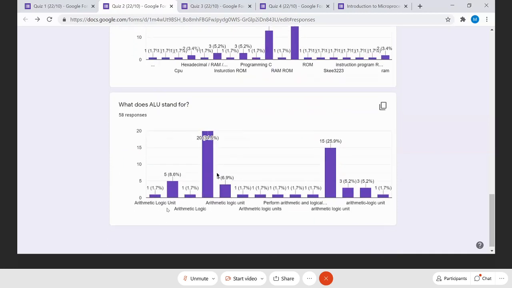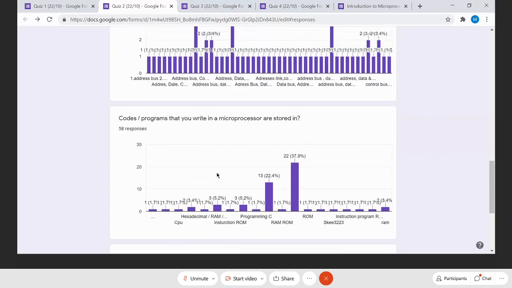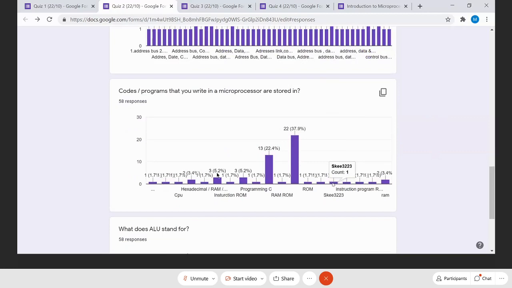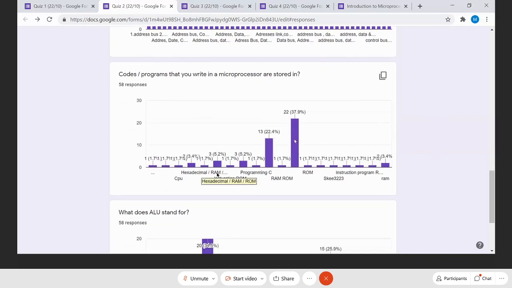What does ALU stand for? Arithmetic logic unit. Okay, correct. So please, guys, revisit the slide and understand it again and discuss with your friends. Especially those who wrote SKE 3223. How can you answer this? And C, not exactly. Maybe my question is not clear enough, or maybe my English is not good. So that's why you answered programming C, hexadecimal. I was thinking that you would answer in which memory.